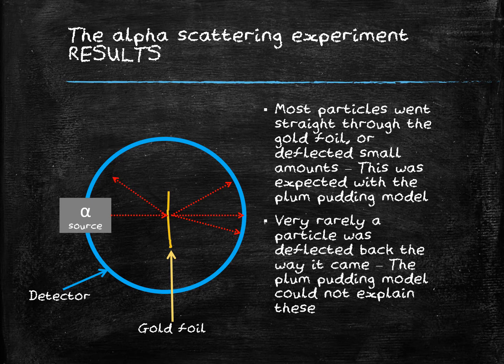What it couldn't explain, and the issue that exists, is that very rarely, and we're talking like 1 in 50-odd thousand particles, was deflected back towards the source, back the way they came. And the plum-pudding model cannot cope with that. There was no way that through any kind of interpretation of this big ball of positive charge with the negative electrons dotted through it, you could explain why an alpha particle, which was known to be a positive particle, would bounce back the way it came.